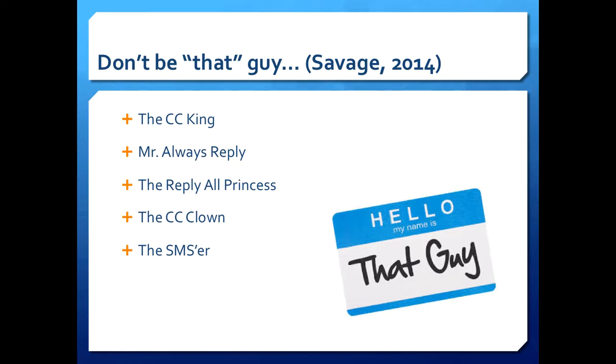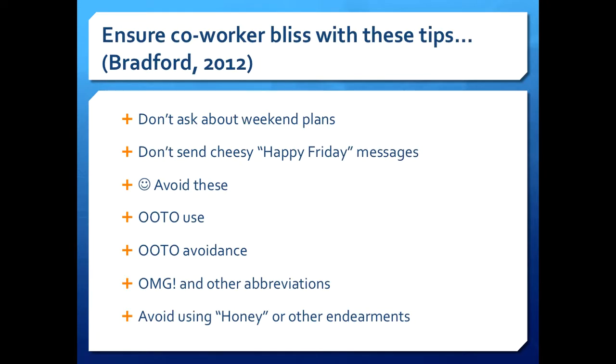There's a difference between replying to one person and replying all. People need to figure it out. The CC clown: don't mess that up. Don't CC the wrong people or BCC the wrong people. And then the person who talks like they're texting in an email. There are people that do that, and there are people that it offends. So Savage says not to be that guy.